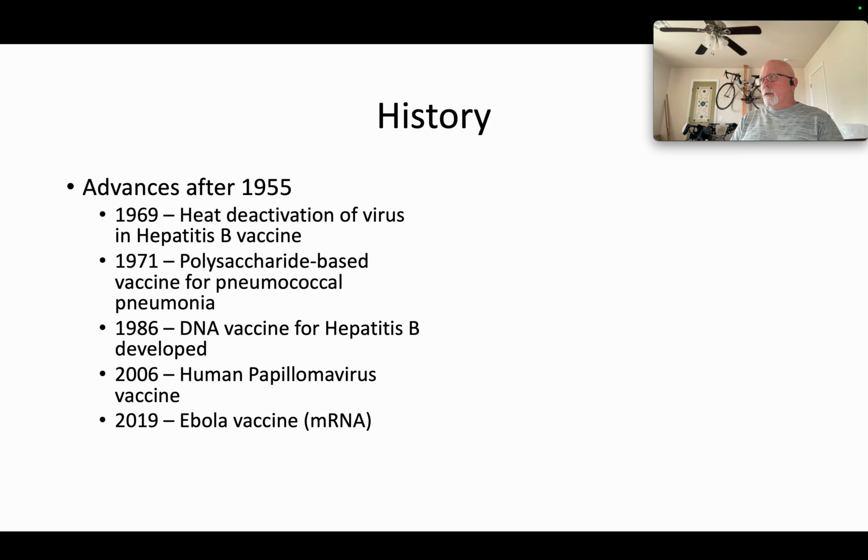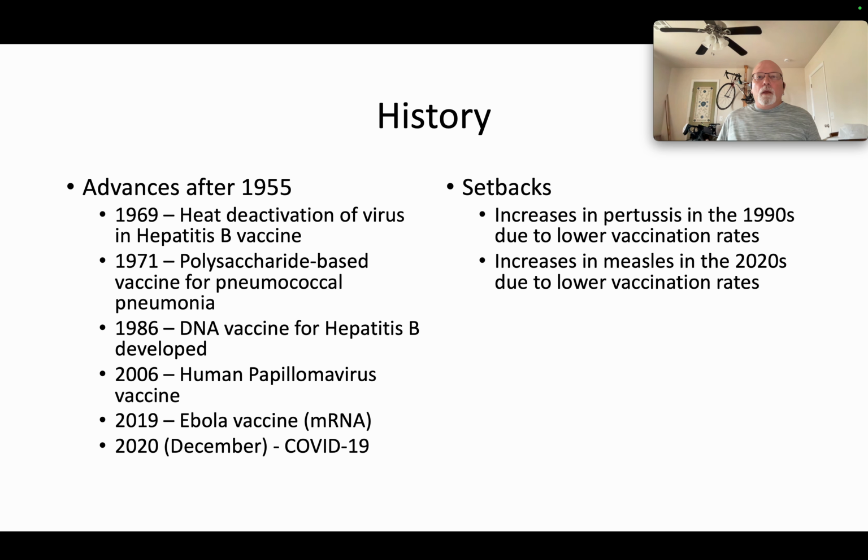We oftentimes think that the COVID vaccine was the first messenger RNA vaccine, but of course we don't have Ebola in the United States, so we don't think about Ebola. But it came about in 2019, and then of course in December of 2020 we had the development of the vaccine for COVID-19. There have been setbacks. There have been recent increases in pertussis in the 1990s due to lower vaccination rates. And of course, we're seeing this increase in measles in the United States in the year 2025, once again due to lower vaccination rates.